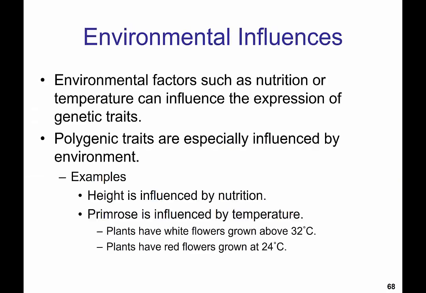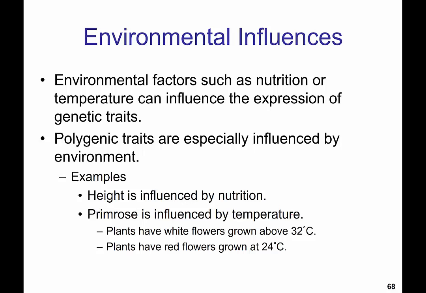One of our final concepts to look at whenever we're looking beyond simple inheritance patterns is that of environmental influences. We mentioned earlier the concept of nature versus nurture. So just how much does environment have an effect on genetic expression? Environmental factors such as nutrition or temperature can influence the expression of genetic traits. If we're looking even at skin tone, if we're looking at how much UV exposure somebody gets, that's going to affect whether more melanin is produced by our skin or not. So polygenic traits are especially influenced by environment.